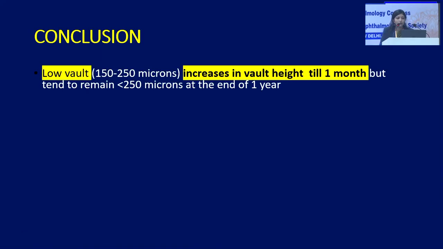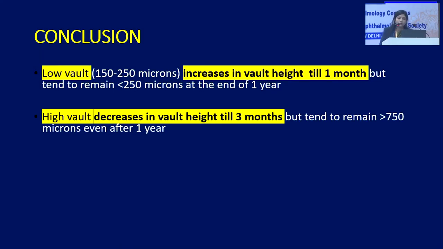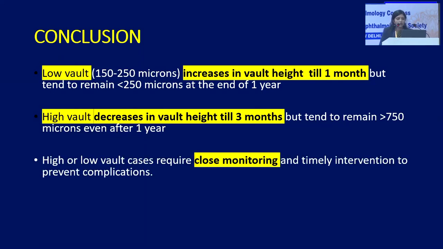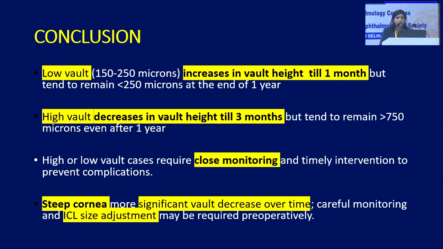To conclude, low vault, especially 150 to 250 microns, increases in vault height till 1 month, but tends to remain less than 250 microns at the end of 1 year. Similarly, high vault decreases in vault height till 3 months, but tends to remain more than 750 microns even after 1 year. So we need to closely monitor both these cases and intervene in time to prevent complications. The most important conclusion is that steep cornea has a much more significant vault decrease over time. So careful monitoring and preoperative ICL size adjustment is very important.